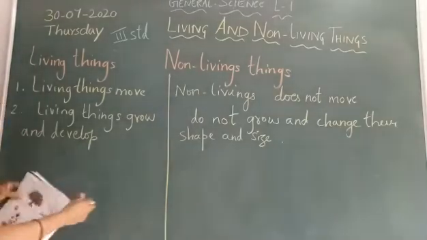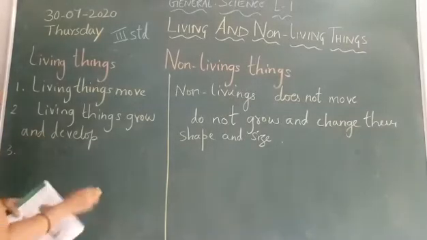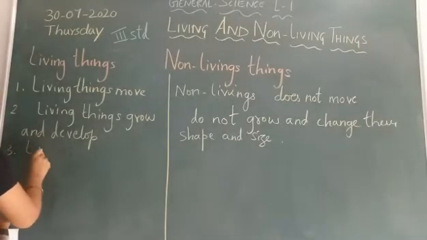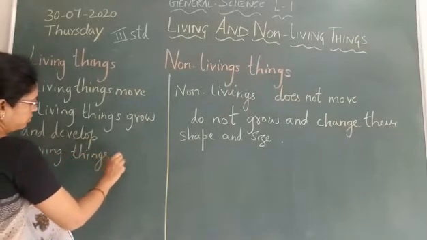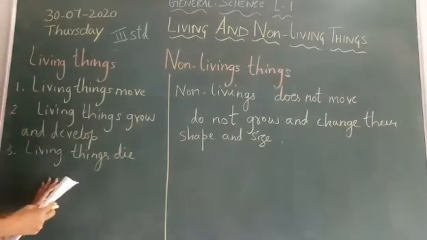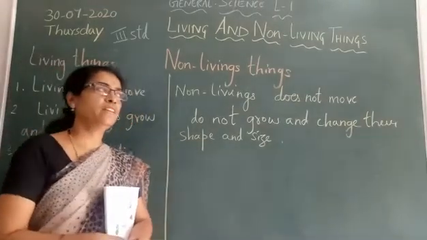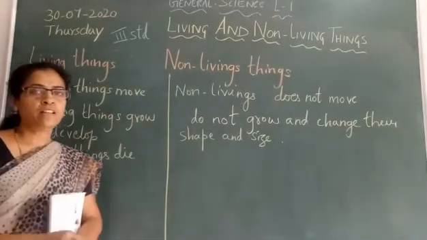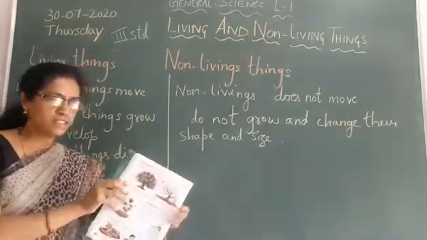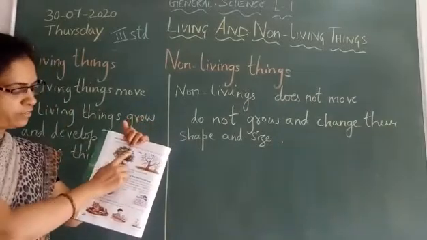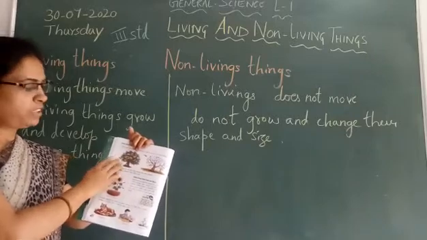So the third point is living things die. Living things have a definite lifespan. Human beings, birds, animals will die one day, isn't it? You can see in the picture here, one day the tree, or even plants, which are living things, will die.